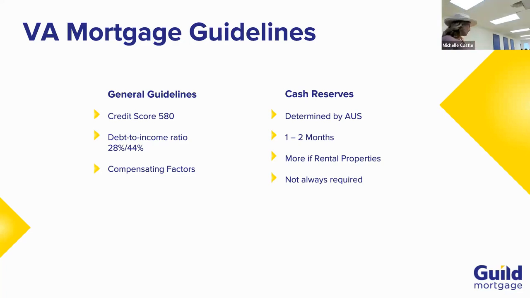Now you can't, VA and FHA both are for owner occupied only. You cannot buy a house, go in VA, use for rental. I had that question the other day too.